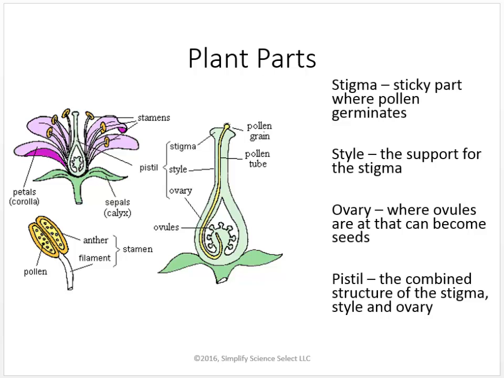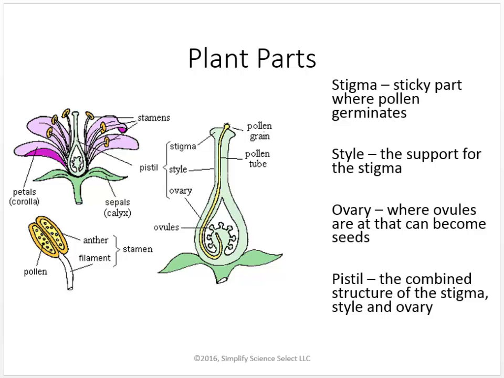Now, the other parts in there are the stigma, style, and ovary. The stigma is the sticky part at the very top. It's where pollen actually germinates. It's where the pollen goes from the anther; it's eventually going to stick to a stigma. The style is the little stem, a support structure. The style serves the same function as the filament did there. The ovary is at the bottom. It has ovules on the inside, and that's what's going to eventually become the seeds.